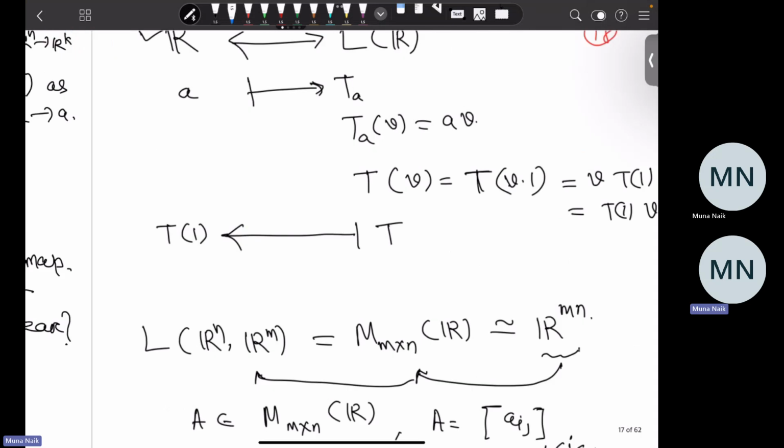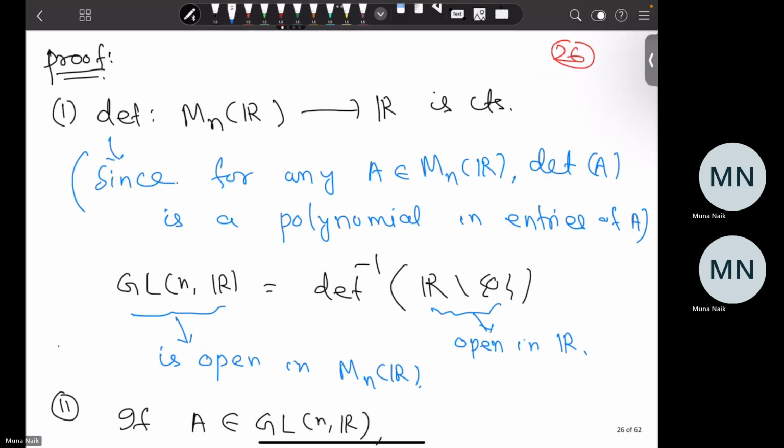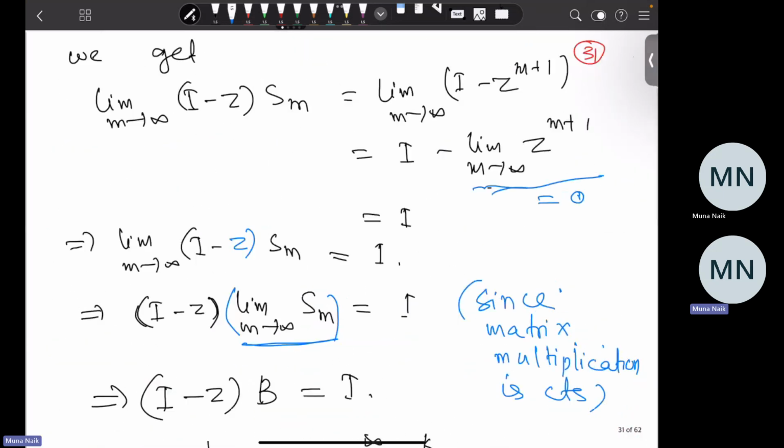Now coming back to what we were doing, let us start the lecture.